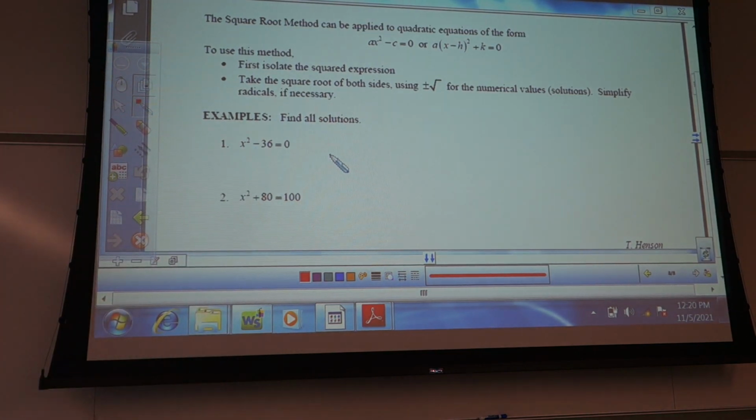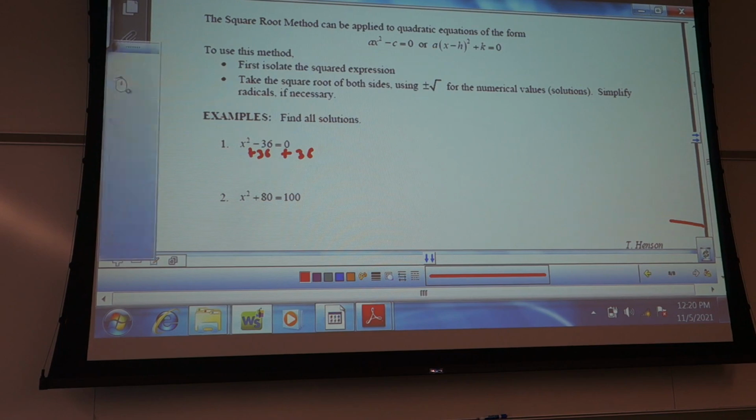Yeah, so here it's x squared, so first I need to get the x squared by itself. How do I get the x squared by itself? Subtract 36 from both sides. Oh, and add, I'm sorry, you're right, I would add 36 to both sides. I'm going to draw my little line to separate them in the middle. And then I get x squared equals 36.